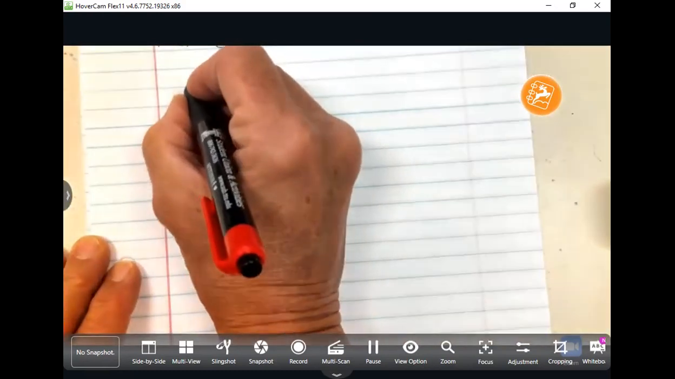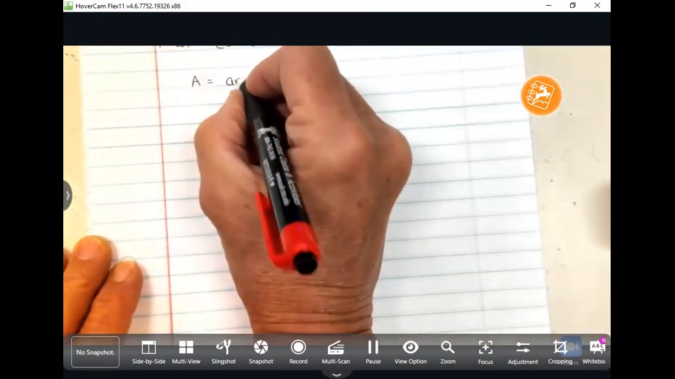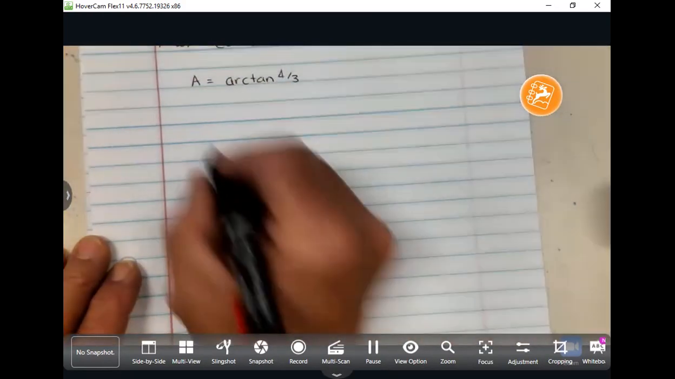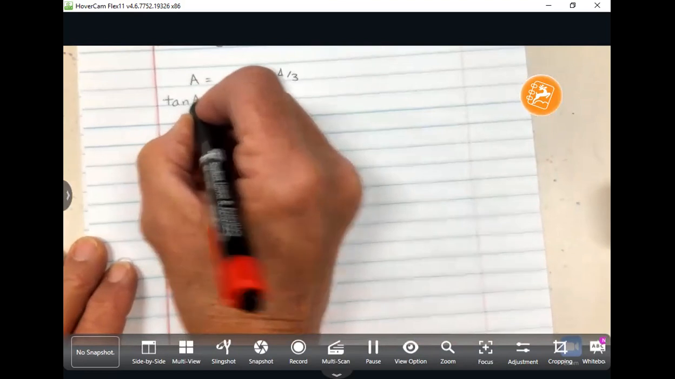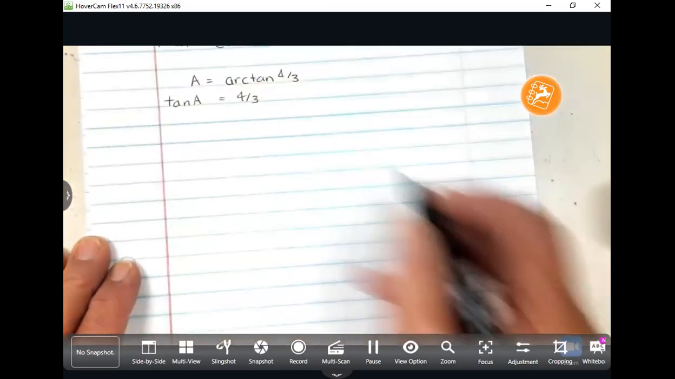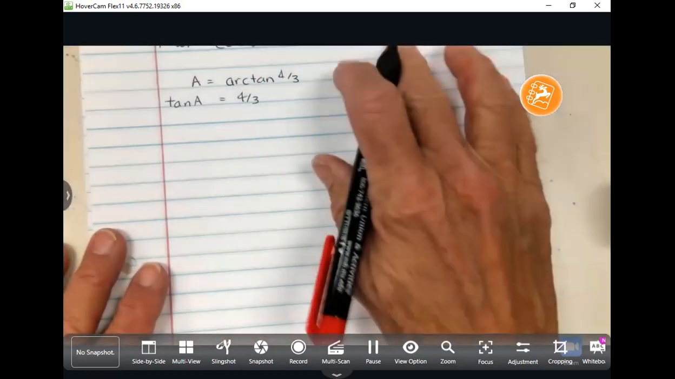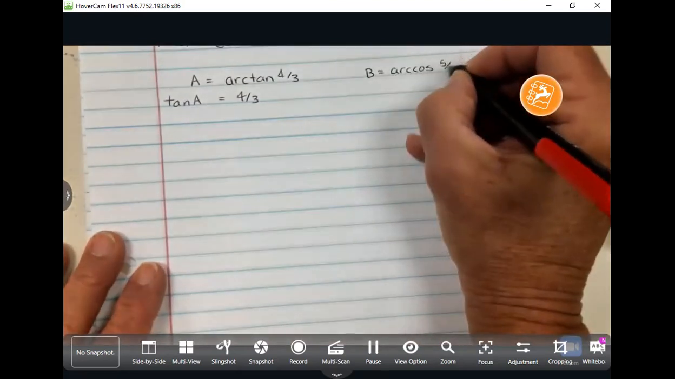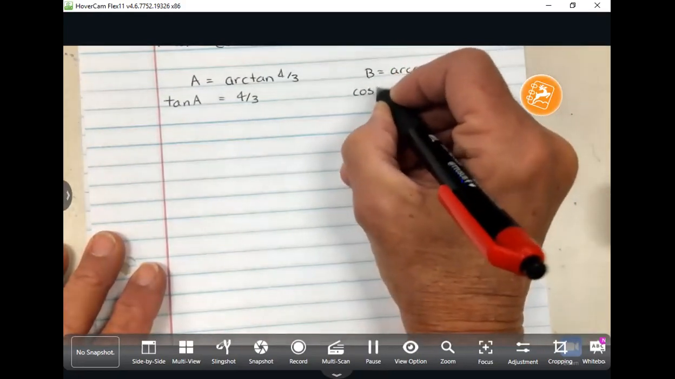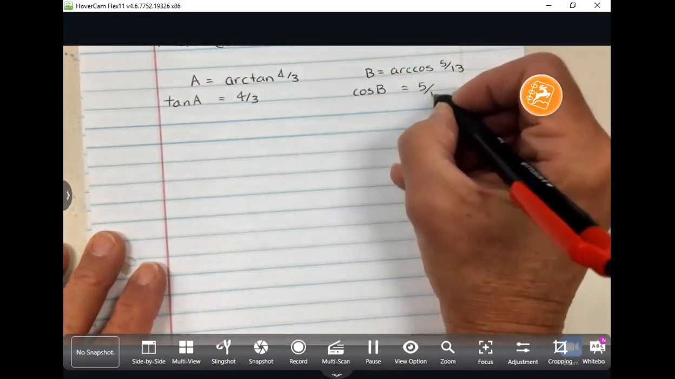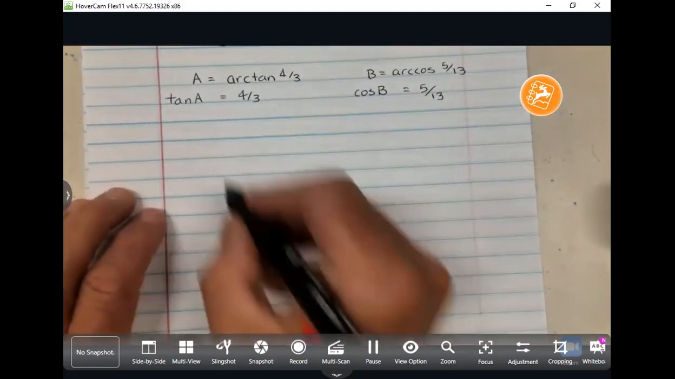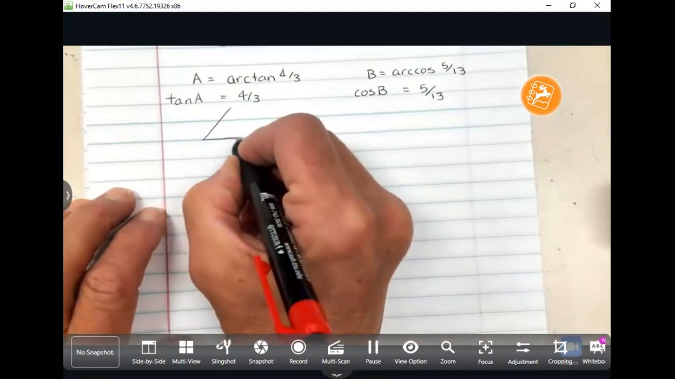Angle A is the angle that is the arc tangent of 4/3. That means it's an angle that I take the tangent of to get 4/3. Angle B is the arc cosine of 5/13. So that means it's an angle that I take the cosine of to get 5/13. Both of those are positive numbers, so they both represent angles in quadrant 1.